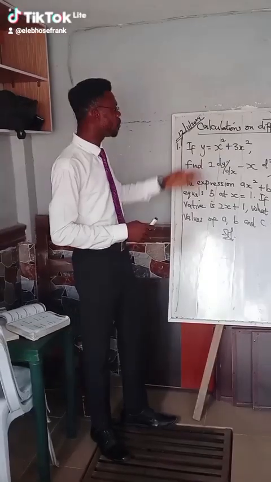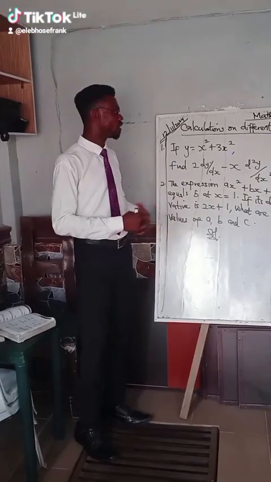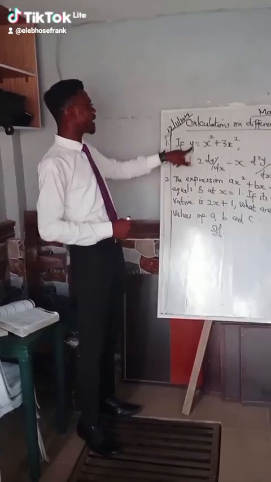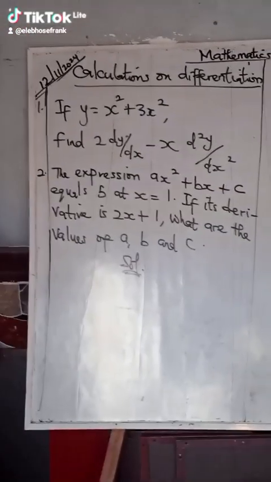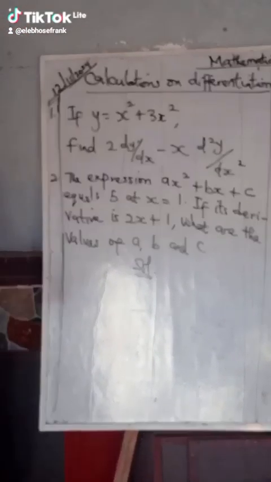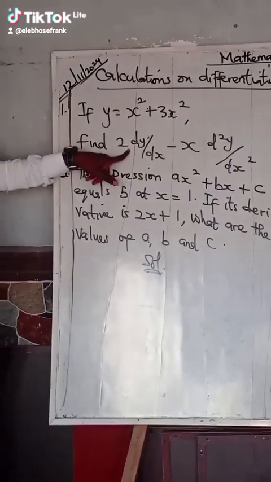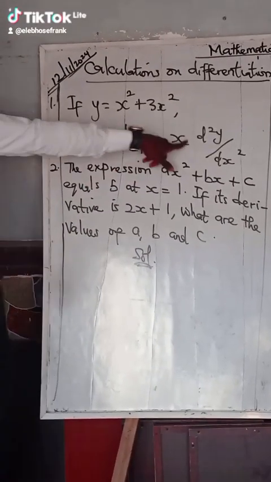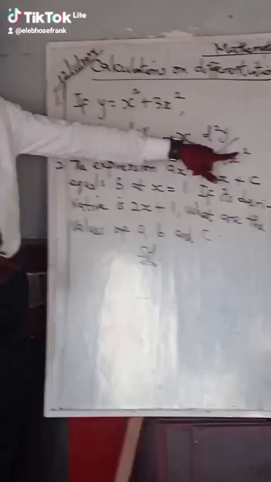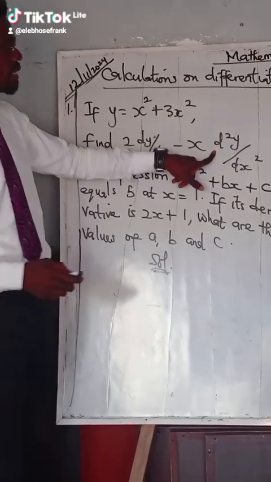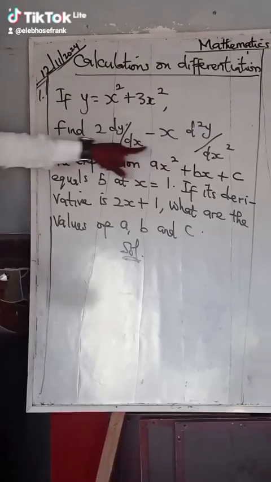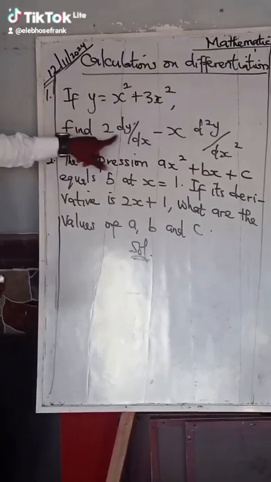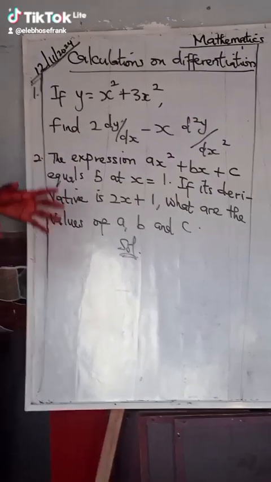But today we're going to solve these two questions during the course of this class. Now, if y equals x squared plus 3x squared, the question is: find 2 dy/dx minus x d²y/dx². Remember, in our last class, I said d²y/dx² really means the second order derivative, while dy/dx is your first derivative.